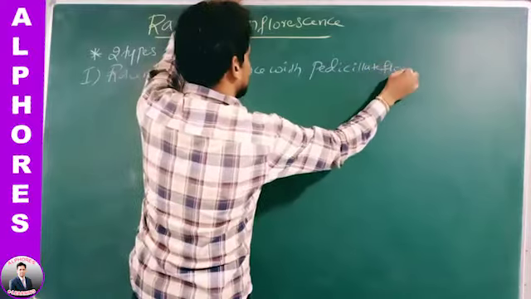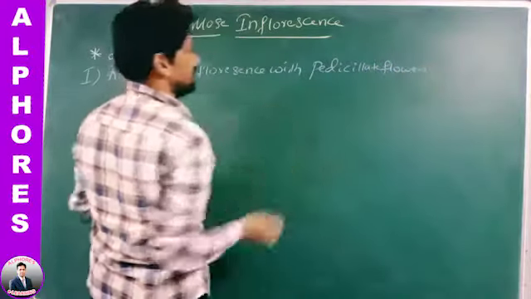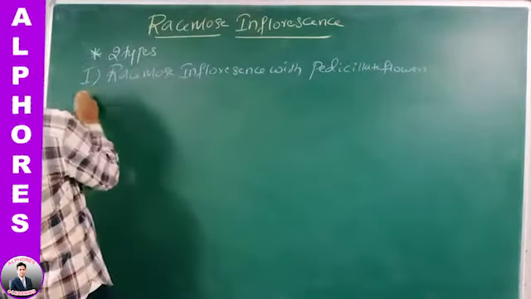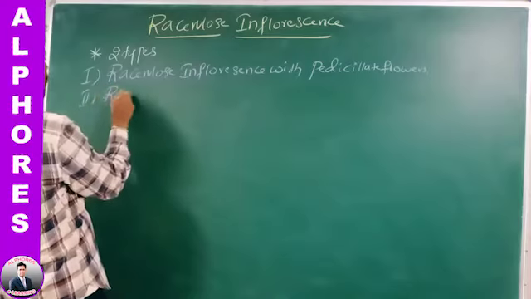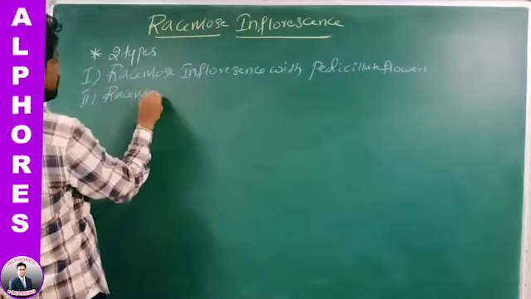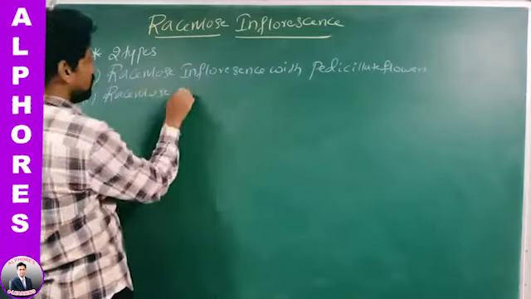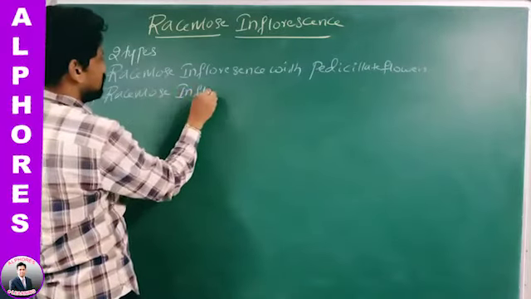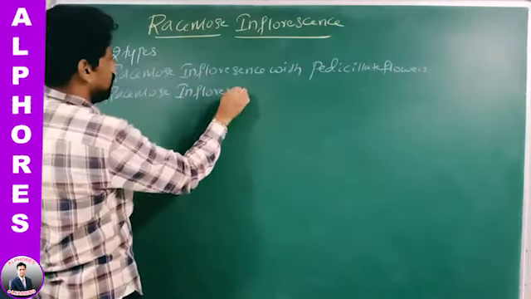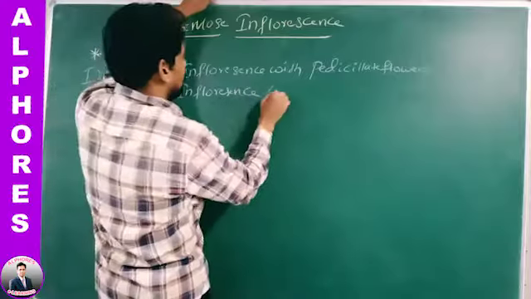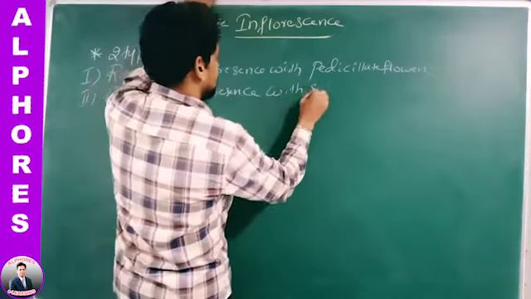Racemose inflorescence with what? Pedicellate flowers. The second one is racemose inflorescence with sessile flowers.